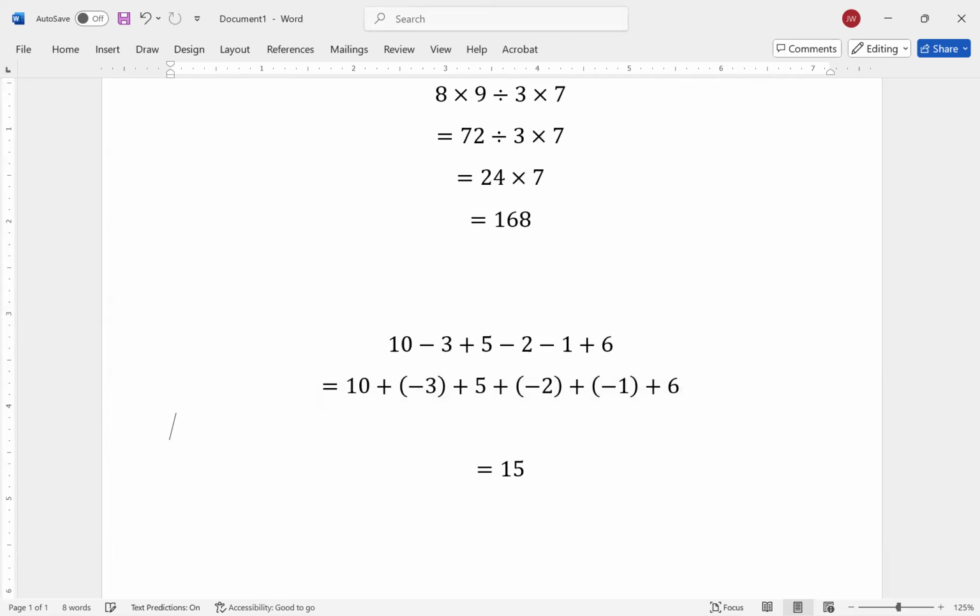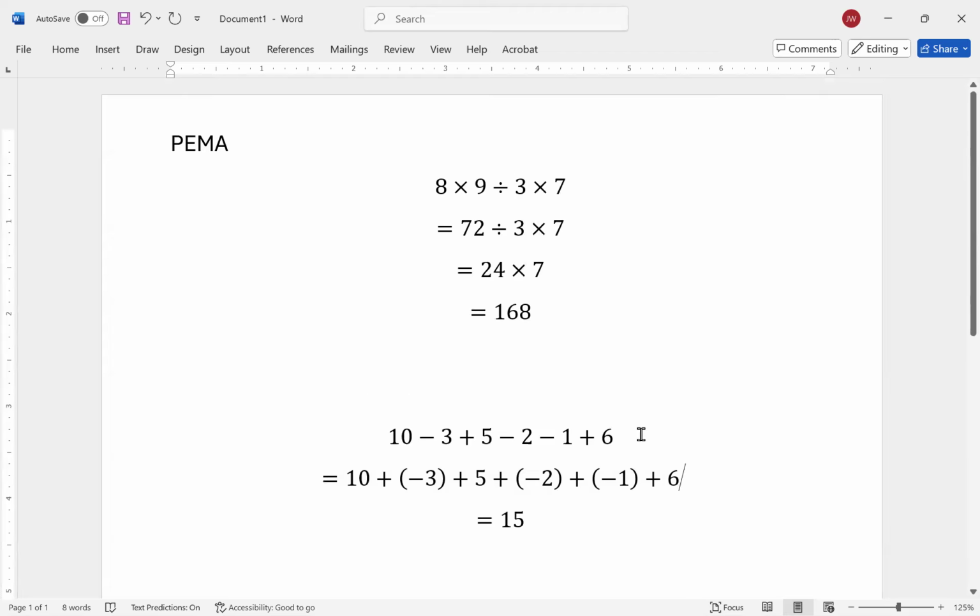One last little thing about this is the following. Your calculator should obey order of operations. If you have a calculator that can do multiple operations, then when you plug that expression into a calculator, 10 minus 3 plus 5 minus 2 minus 1 plus 6, it should be able to give you a 15 as long as you type it in correctly.